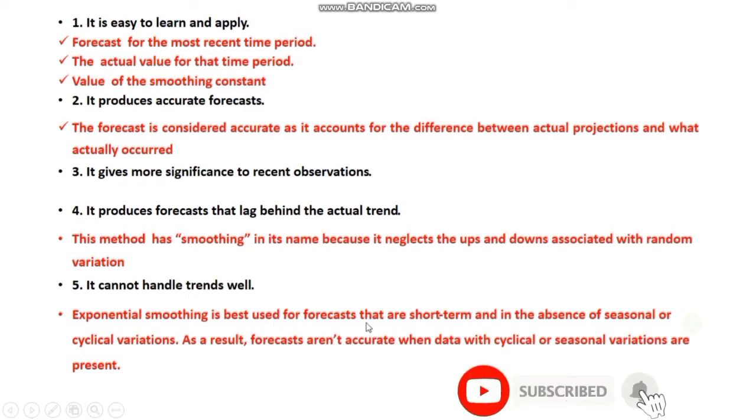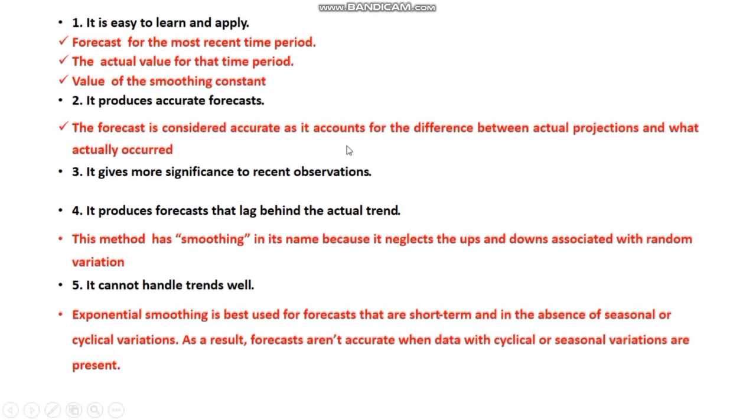Exponential smoothing is best used for short-term forecasts and in the absence of seasonal or cyclic variation. For seasonal or cyclic demand patterns, it will not work. As a result, forecasts aren't accurate when data with cyclical and seasonal variations are present. Therefore, this method is suitable only for the horizontal demand pattern. Horizontal means, for example, a weekly demand pattern: each day within the week the demand has little ups and downs, but overall the weekly demand is constant.